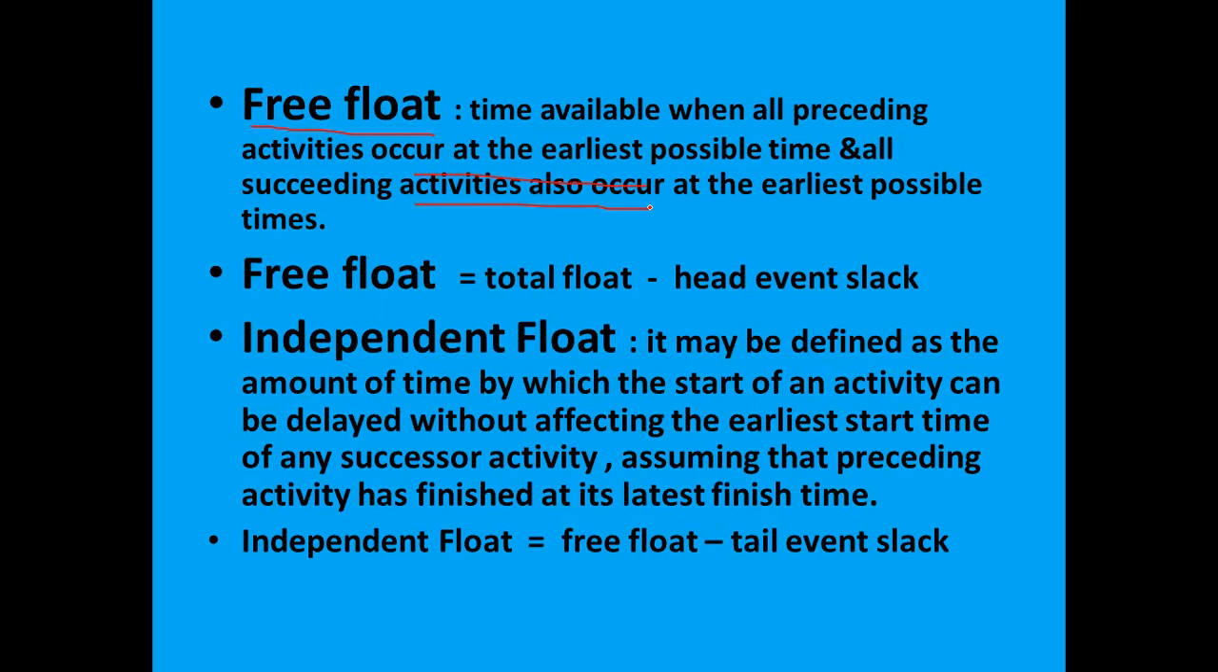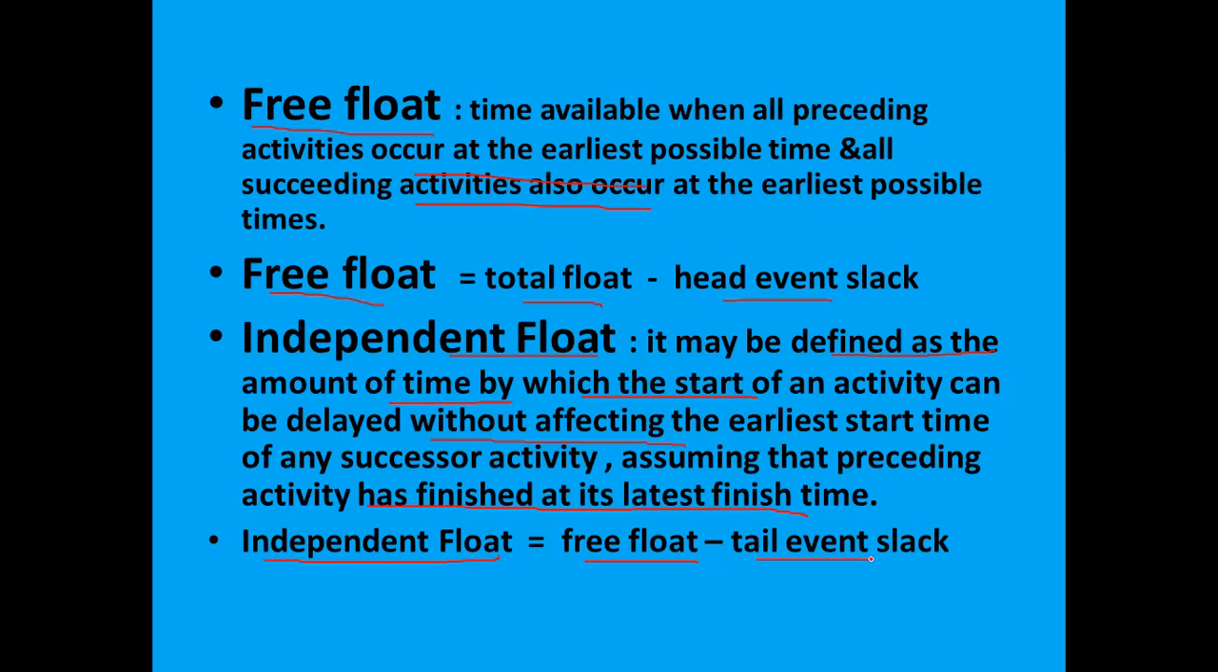Now, the free float formula is equal to total float minus head event slack. Next, independent float. It may be defined as the amount of time by which the start of an activity can be delayed without affecting the earliest start time, assuming that the preceding activity has finished at the latest finishing time. Therefore, the independent float is equal to free float minus tail event slack.